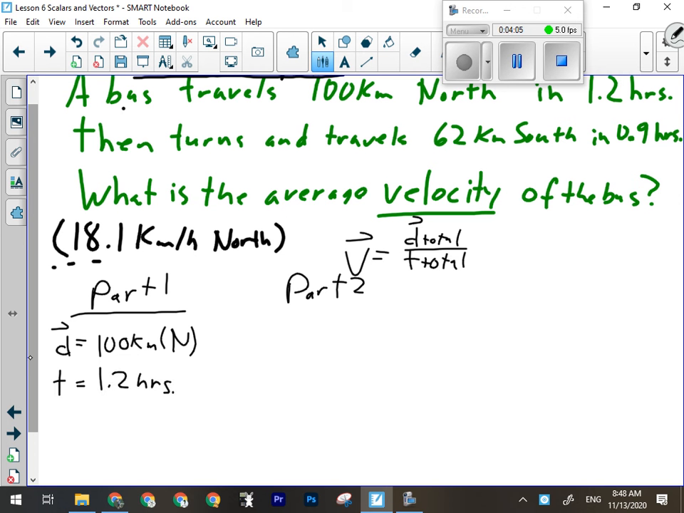Okay, and then it says it turns and travels 62 kilometers south. All right, so now I'm on to part 2. What's that 62 kilometers south? It's another displacement, okay, because it's in kilometers.